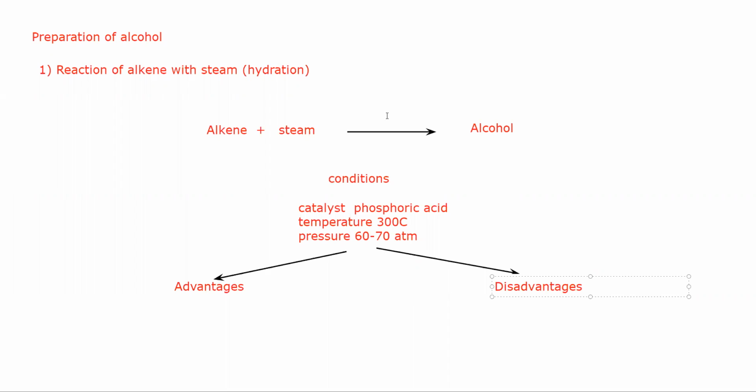Okay, sir. So advantage number one, because we are using a high temperature, this reaction will be fast. It will give us a pure product, because you can see only one product is there, that's alcohol.